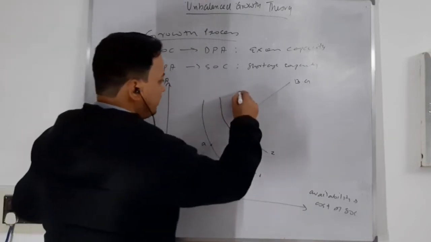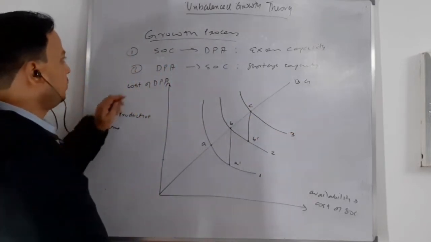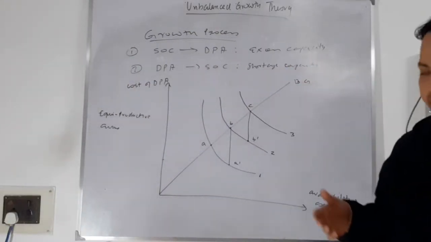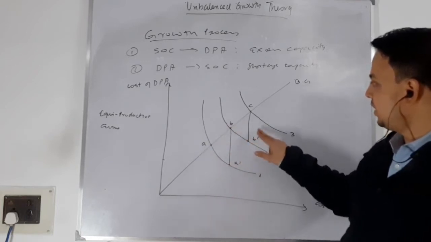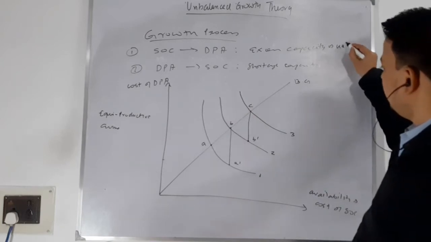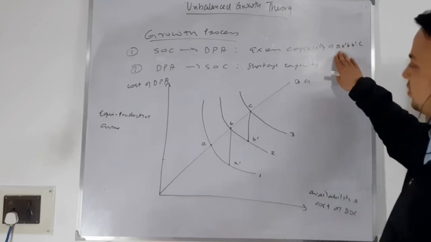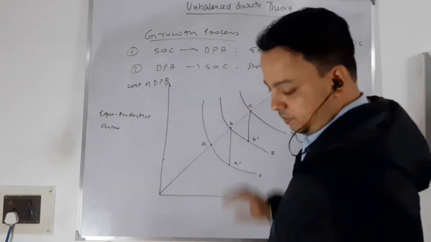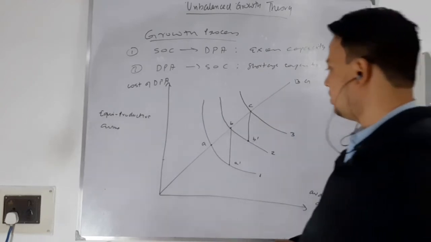At point C we will have a higher level of national income, say 3. So through excess capacity, we move from A to A prime to B, B prime, C. So here we follow the sequence of the path A prime, B, B prime, C. This is the sequence of the path that we follow when we take the path of excess capacity. Now consider the other path.